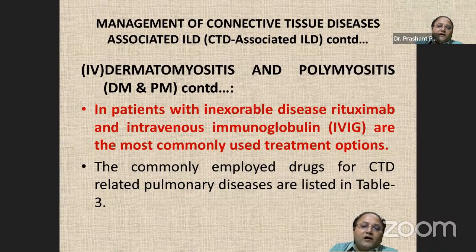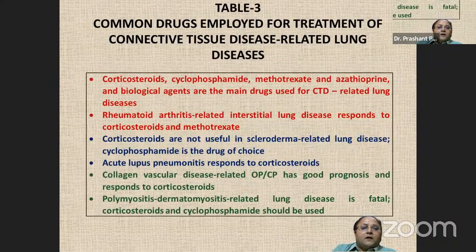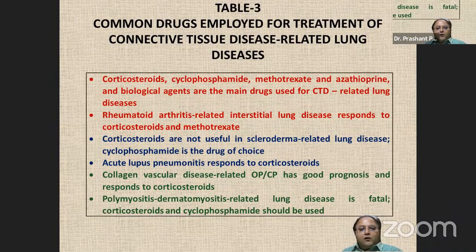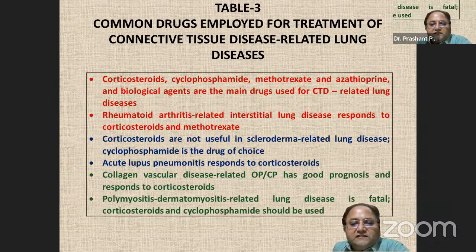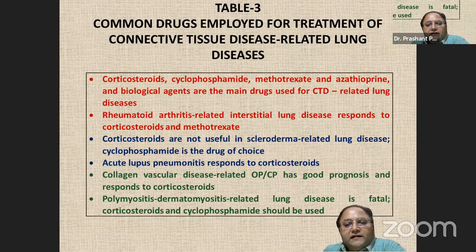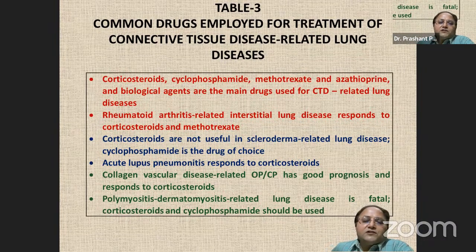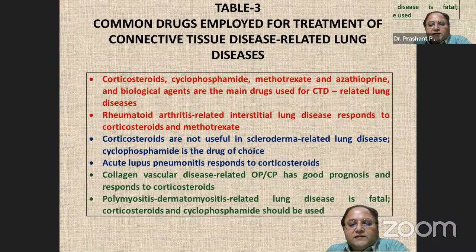The commonly employed drugs for CTD-related pulmonary diseases are listed in this table. So, corticosteroids, cyclophosphamide, methotrexate, azathioprine, and biological agents are the main drugs used for CTD-related lung diseases. RAILD usually responds to corticosteroids and methotrexate. Corticosteroids are not useful in scleroderma-related lung diseases, and cyclophosphamide is the drug of choice. Acute lupus pneumonitis responds to corticosteroids. Collagen vascular disease-related OP and CP has good prognosis and responds to corticosteroids.